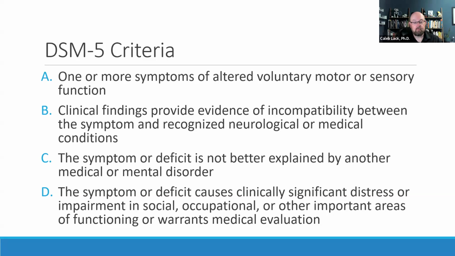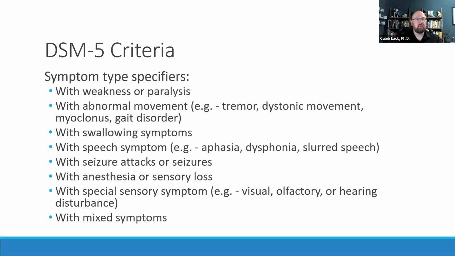And that could be in lots of different areas. Maybe it's only social, maybe it's only with work. In kids, we see school impairment a lot. So having some sort of impairment or some sort of problems there. Now that first criterion A, these symptoms of voluntary motor or sensory function, in the DSM-5, they want you to specify what symptom type you're having.